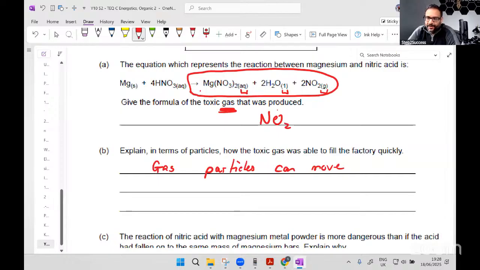You want to say that because the gas particles can move, I mean, the best answer here really is to think of biology and diffusion. If I've got a bit of a gas in one place, what can it do? It moves and diffuses from a high concentration to a low concentration. It spreads out everywhere, but don't say spreads out. You want to say that the gas diffuses around the factory.